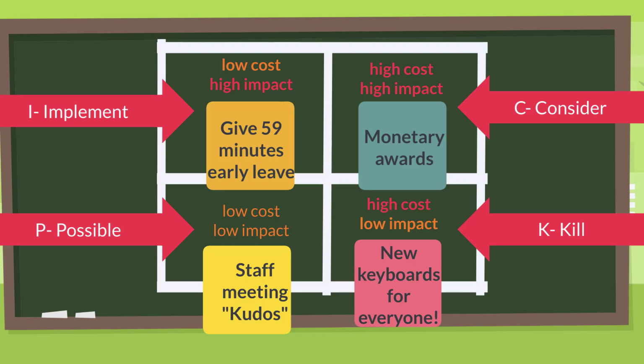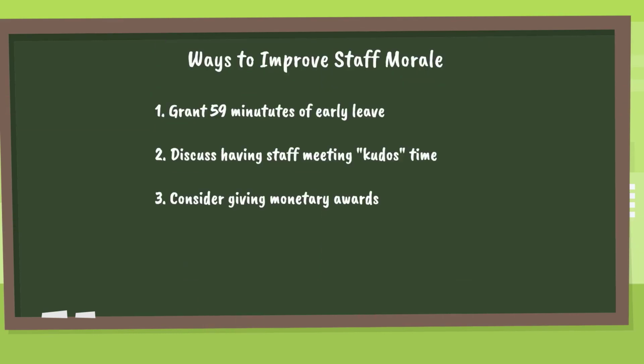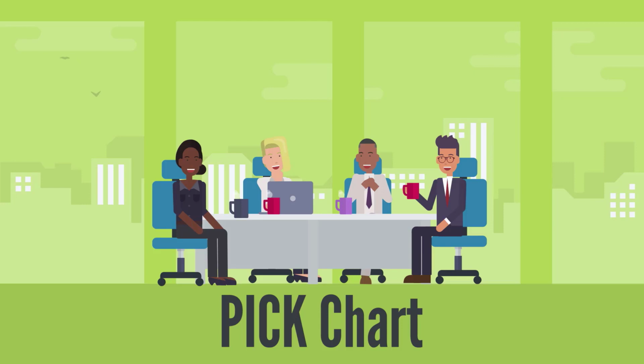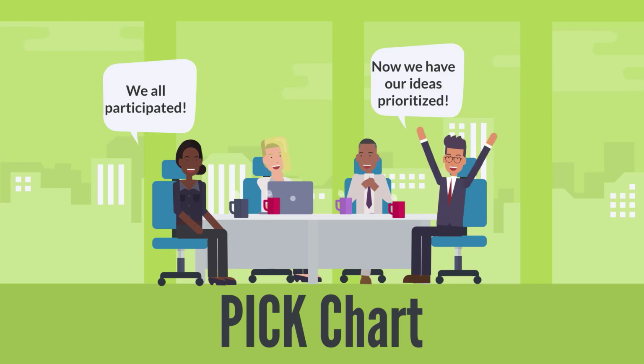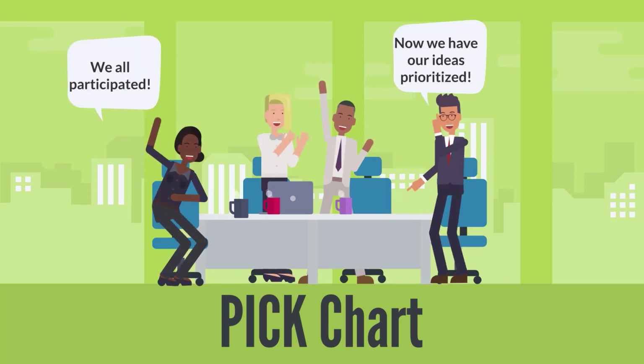While all ideas are worthwhile, the ideas in the kill category are those that have the least amount of benefit with the highest cost and will be set aside for now. The pick chart allows the group to create a prioritized list of ideas. This is a tool that allows all attendees to participate and create a prioritized list of action items.